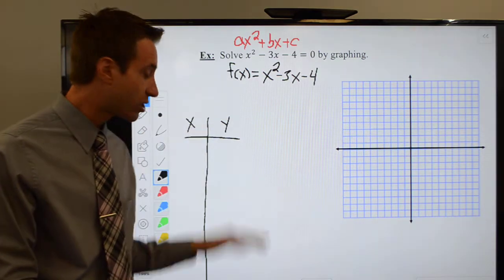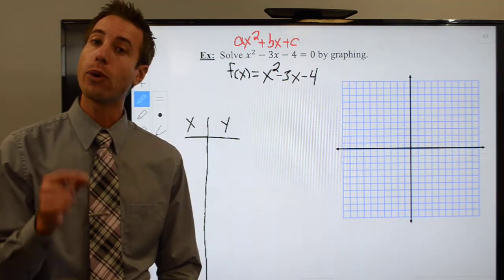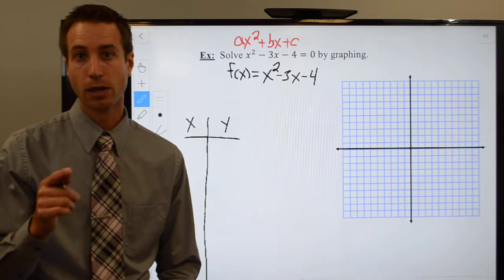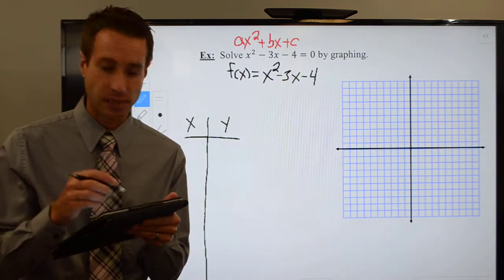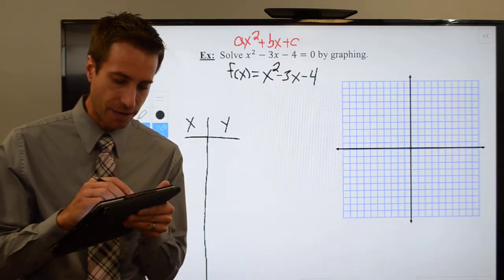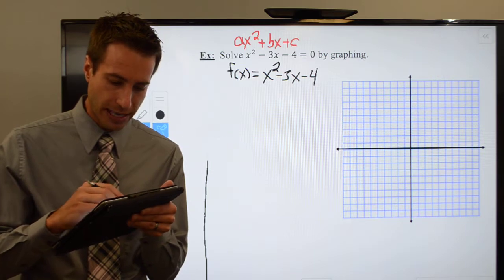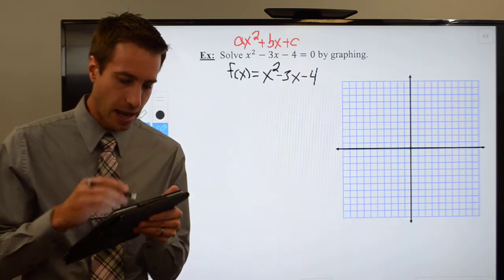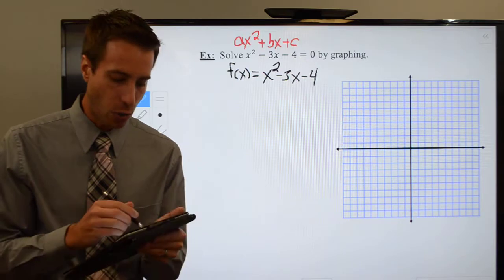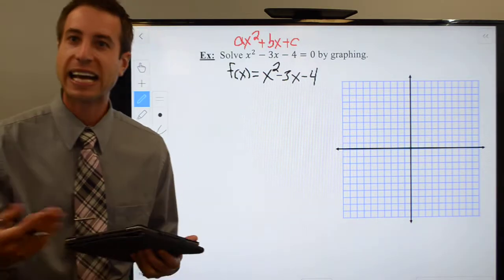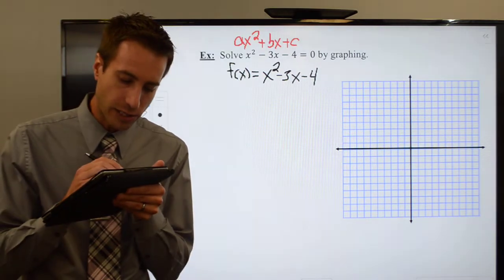Actually, in order to set up this table, you're always going to start with the axis of symmetry. So that's what I'm going to need to find first, my axis of symmetry. Let me go ahead and get rid of this table. We'll come back to it. But since I don't know where my values of x need to start, I've got to do my axis of symmetry first. So let's do that.